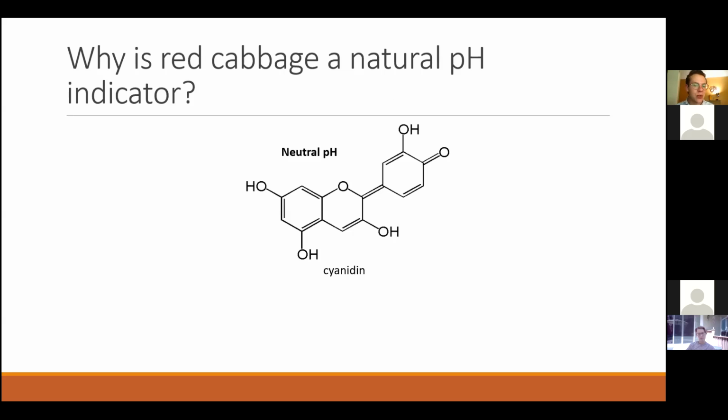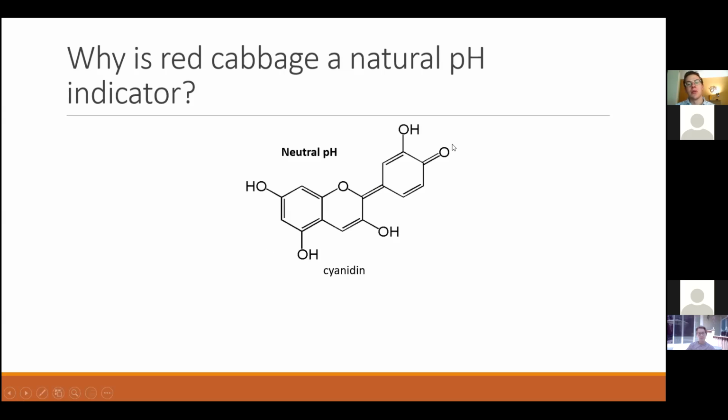So why is red cabbage a natural pH indicator? Hopefully you understand that a pH indicator indicates pH. And the reason for that is if we look at the dye molecule, this molecule here in the center, cyanidin, is the molecule that causes cabbage to have that purpley reddish color. And it's also, coincidentally, not at all, the chromophore, or the dye molecule. All of these terms are the same.